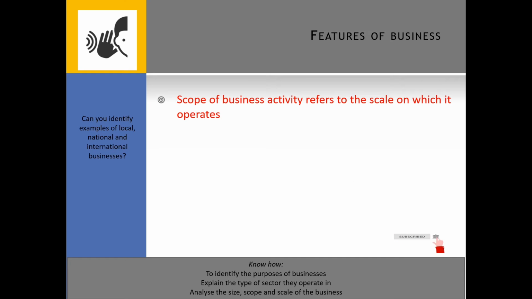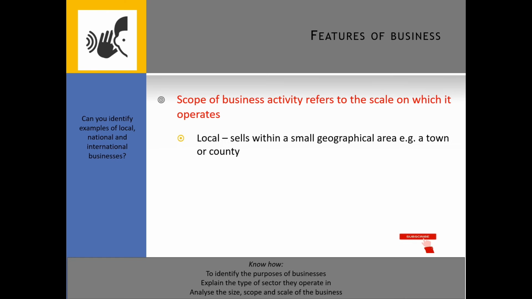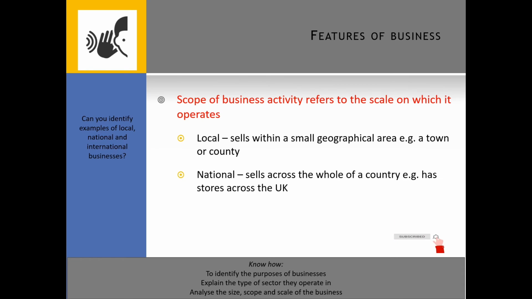The next thing we're having a look at is the scope of business activity, and what this means is what scale they operate within. Number one, local. Now we all know what local means, so it's within your small geographical area. National is within just the whole of a country, for example the UK. International, meaning selling in multiple countries across Europe, for example.